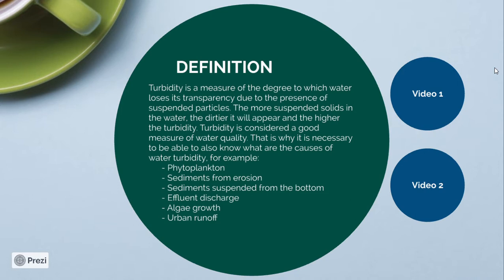It is also necessary to know what the causes of water turbidity are. For example, phytoplankton, sediments from aeration, sediments suspended from the bottom, influent discharges, algae growth, urban runoff.